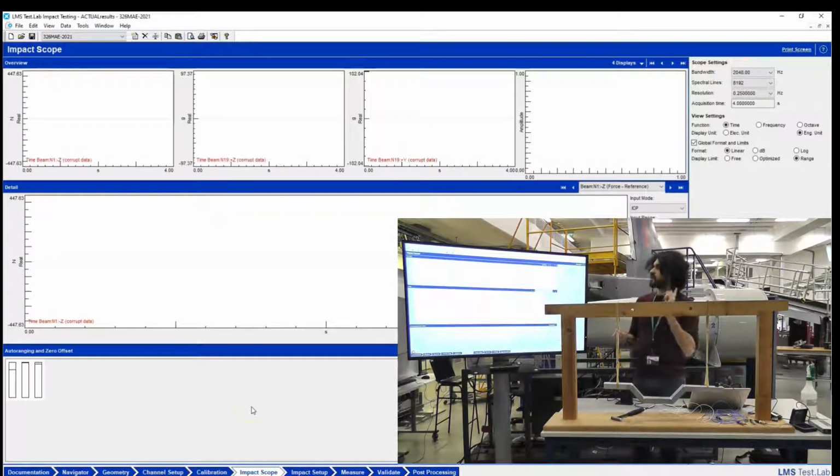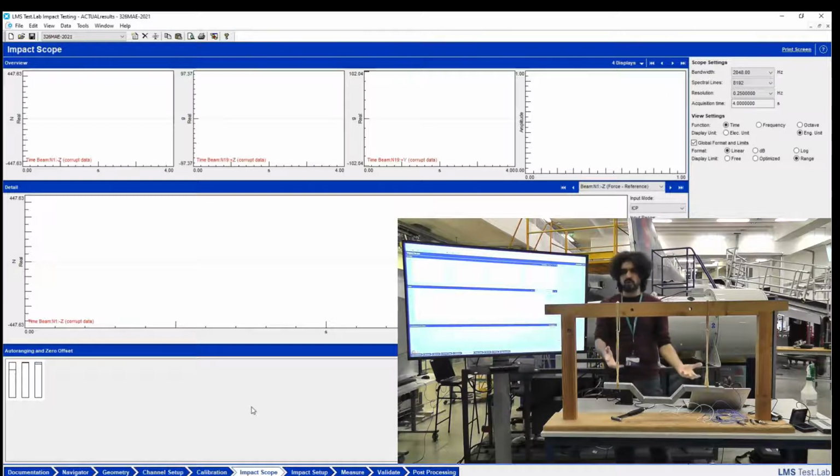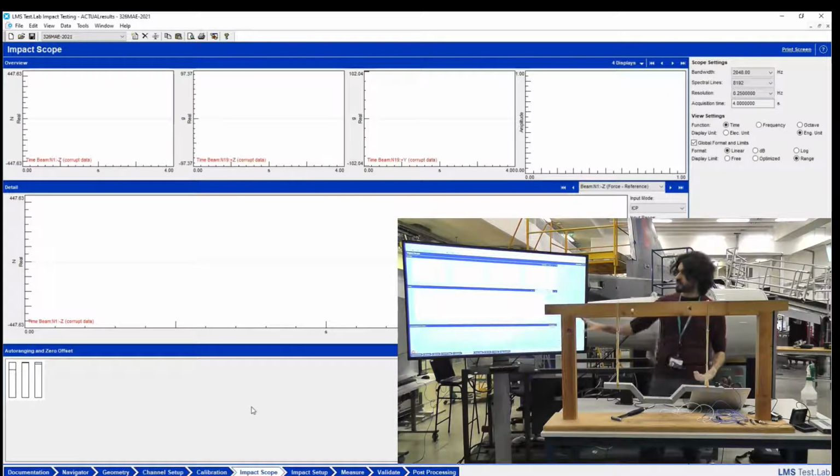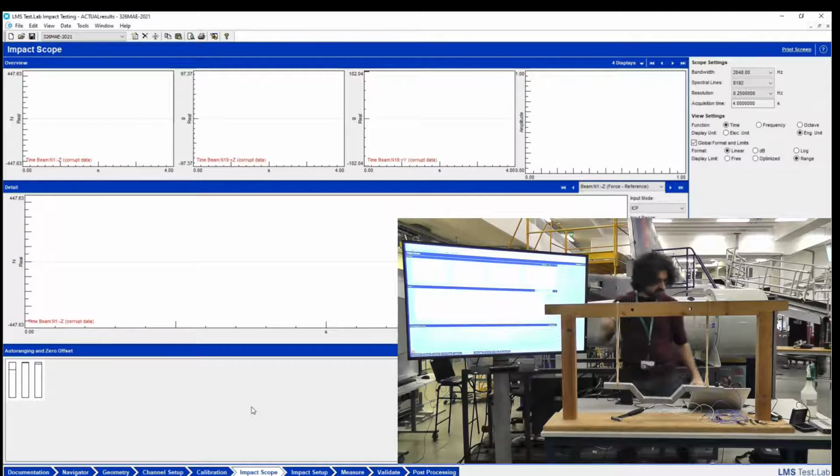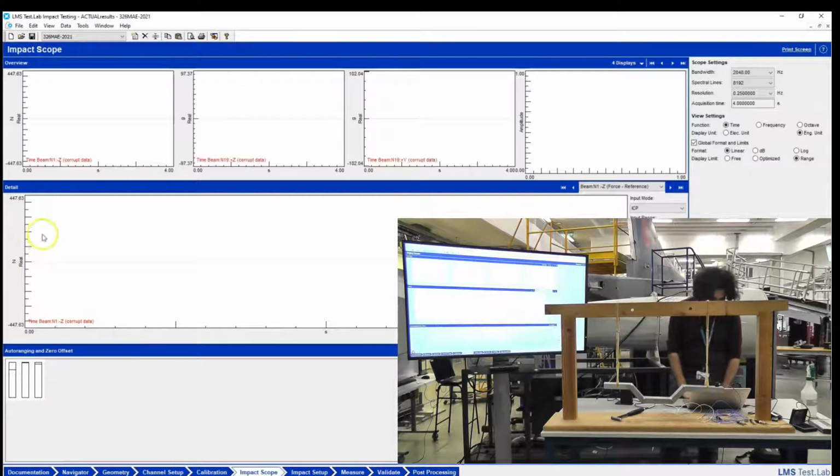Okay, now what I'm going to do is set up and check if the instruments are all working. So I have a scope here. Each one of these windows is a channel. The first window here is the hammer. You see newtons and seconds. The second window is the z-axis of the accelerometer. The third one is the y-axis of the accelerometer.